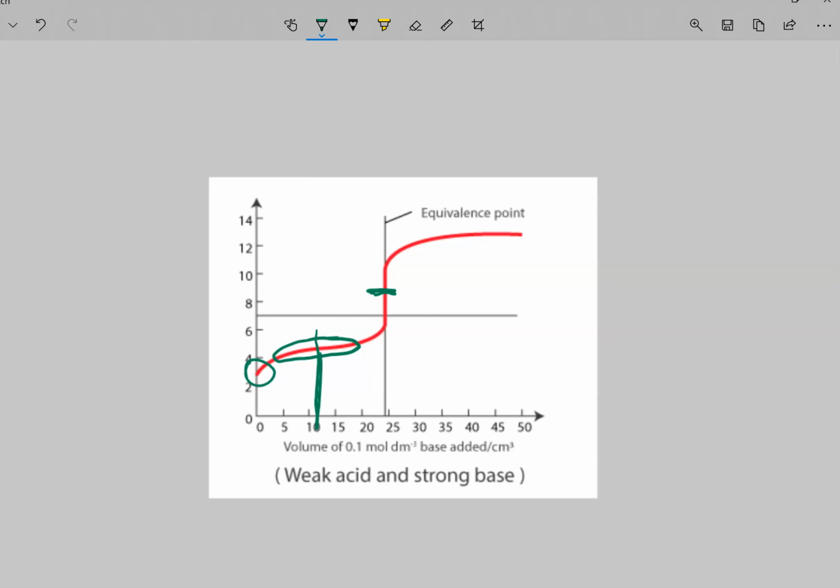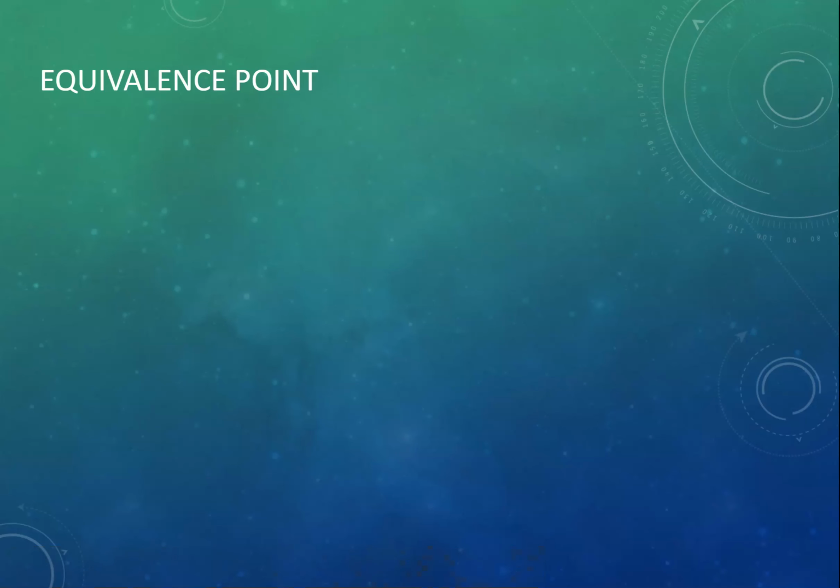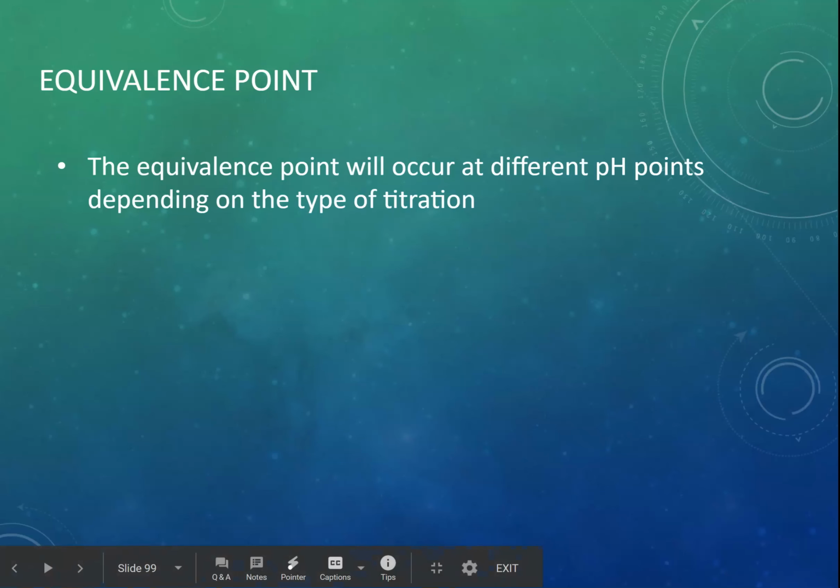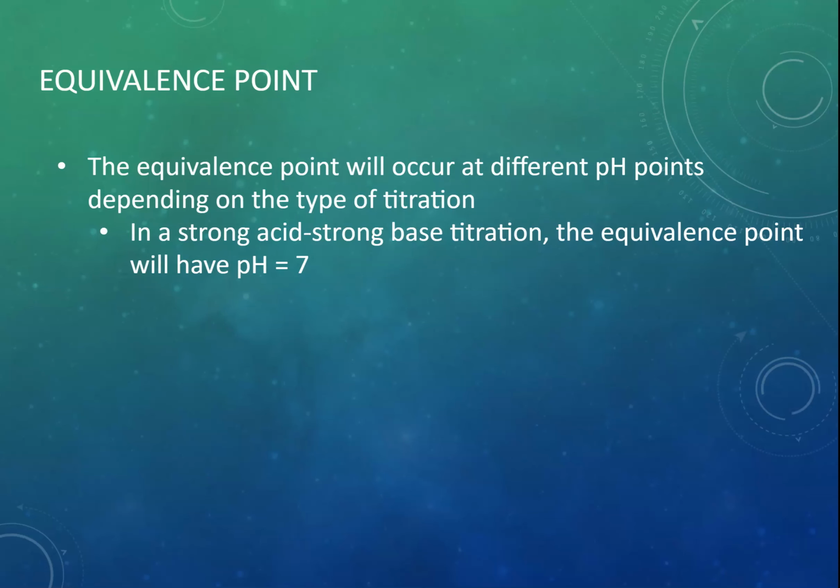But those are the key things that you really need to be able to identify when you're looking at these titrations. So just a couple of notes about the equivalence point in a titration. The equivalence point is the point at which all of the acid that you've started with has been neutralized by the added base, or if you're starting with a base, all of that's been neutralized by the added acid. It's going to happen at different pH levels depending on what type of acid and base you have present. So if you have a strong acid and a strong base titration, the equivalence point will be neutral pH, so it'll have a pH of 7.